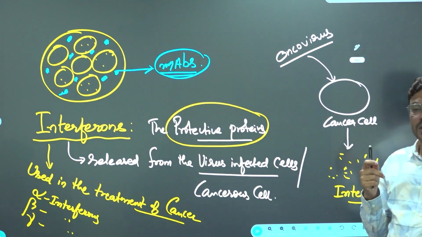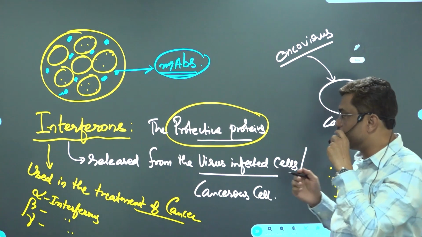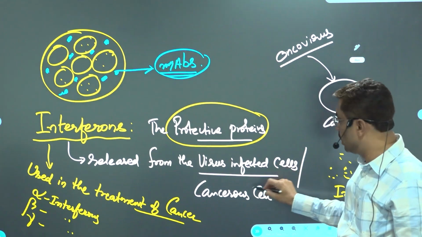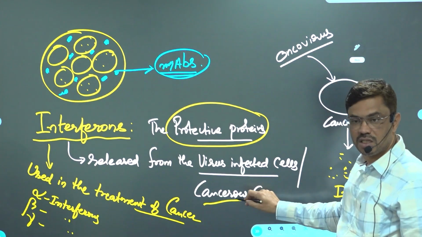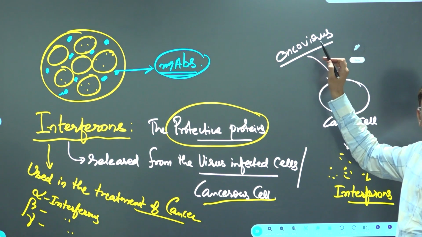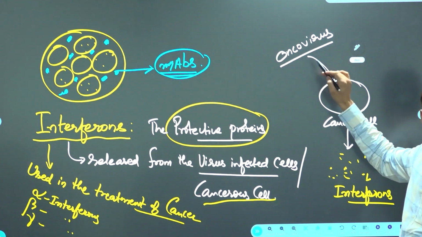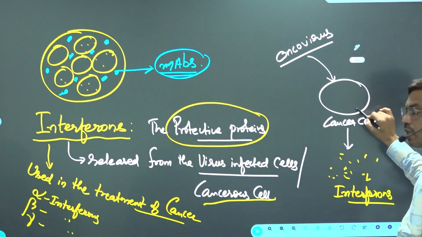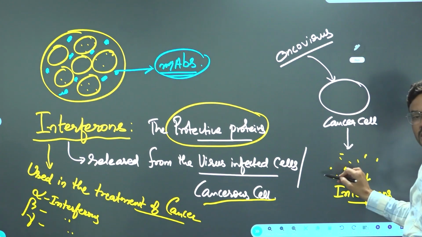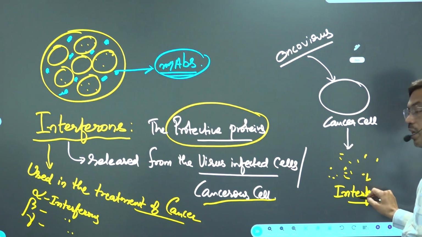So simply you remember interferons. What are interferons? These are the proteins released from the virus infected cell. Virus infected cell means cancer cell. So this oncovirus, you remember this terminology. Oncovirus means cancer causing virus. When this oncovirus infects a normal cell, it becomes cancerous. From this cancerous cell, certain proteins are released. These proteins are called interferons.